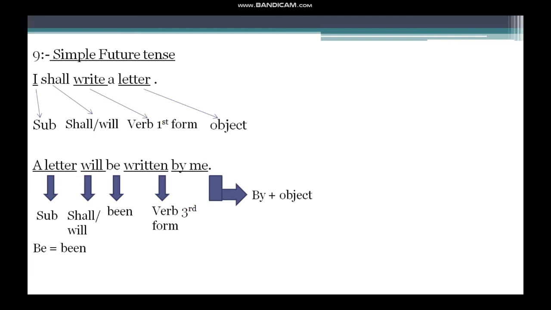And when we change this sentence into passive voice, the sentence will be, a letter will be written by me. In passive voice the object will be at the subject place, that is a letter, then will or shall will come according to the subject. And then we know that in future tense we use verb first form after will or shall, but according to the rule we will have to use verb third form here in passive voice. So we will place after will be, and then we will write verb third form, that is written, and then by, and then the subject will become object, that is me. So the sentence will be, a letter will be written by me.